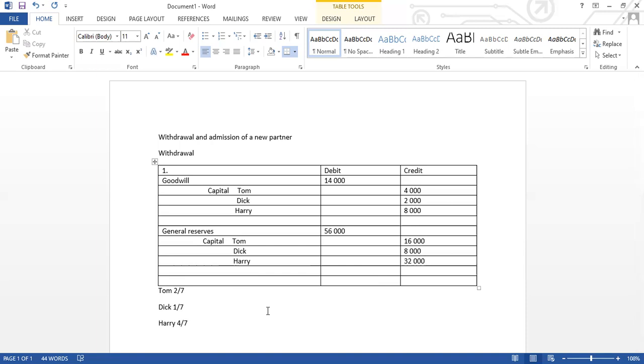Are you together? However, if you are told that general reserve is to appear in the books of the new partnership, then it will be the opposite. You will have to debit your capital accounts. But did I answer your question?